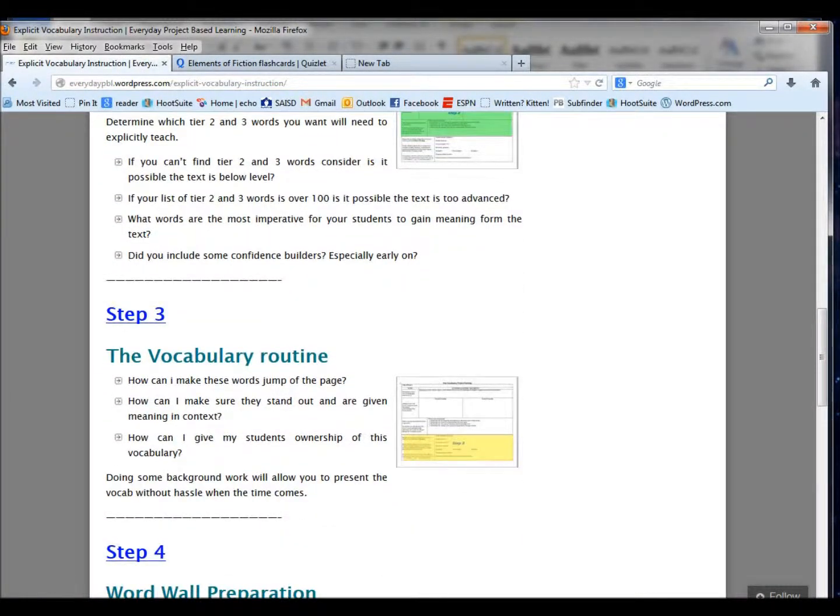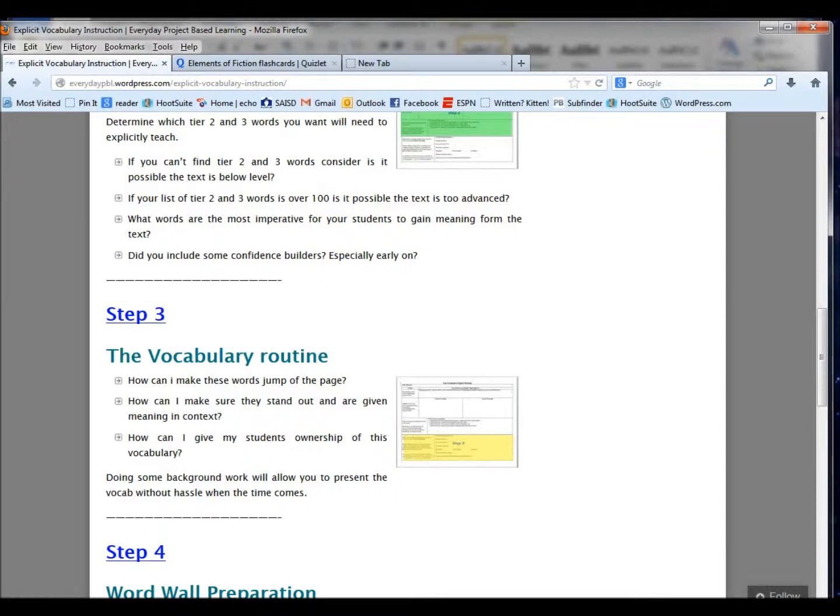Step 3 now, we have to start thinking about the vocabulary routine. We are explicitly teaching these words, so we want to make the words jump off the page. I've had it in my class where we've studied the word, I've front-loaded the vocabulary, and a student will actually shout out, hey, that's one of our vocabulary words. It's a very gratifying experience when they've internalized the words.